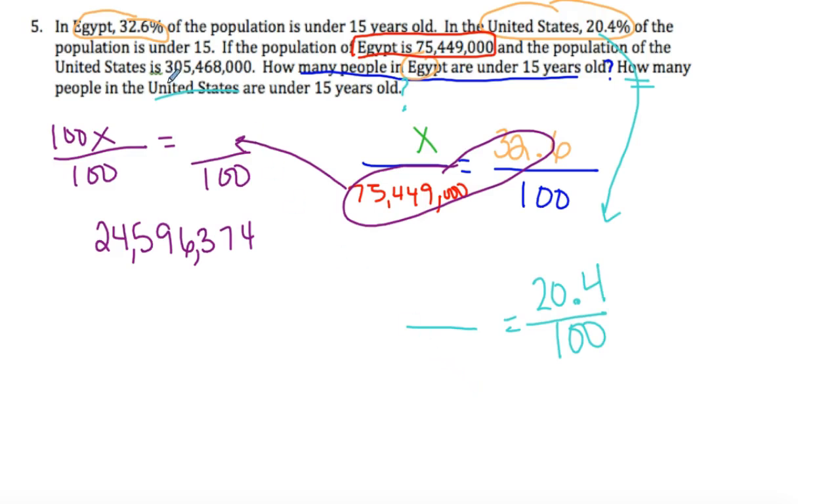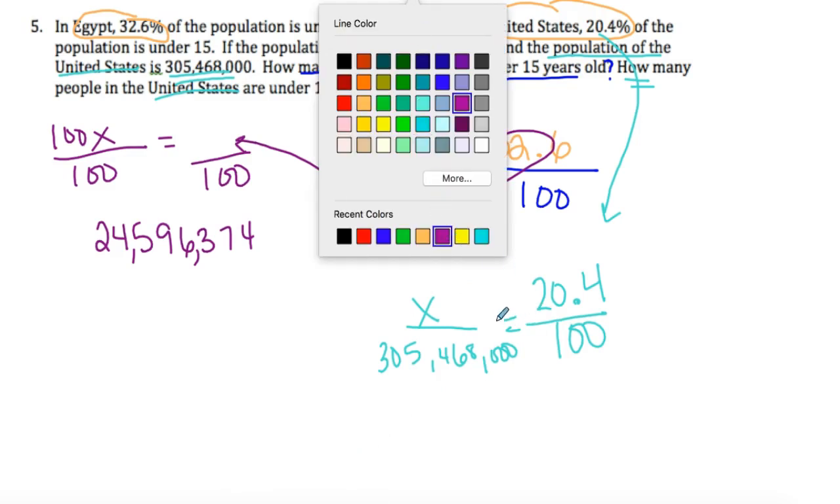20.4. And then the population of the United States, I'm looking for the words United States, is this. That's the whole group of people. 305,468,000 people. You can see we have a lot more people than Egypt. And I'm going to put my X in there. Just like we solved for Egypt, we're going to go ahead and cross multiply.